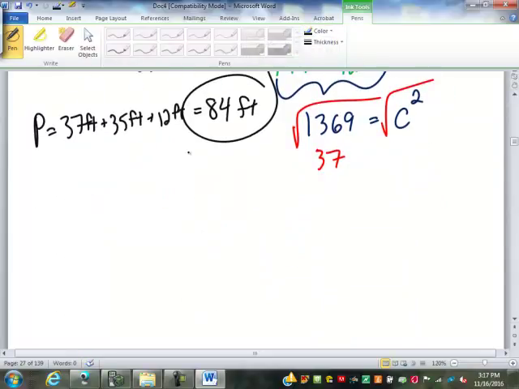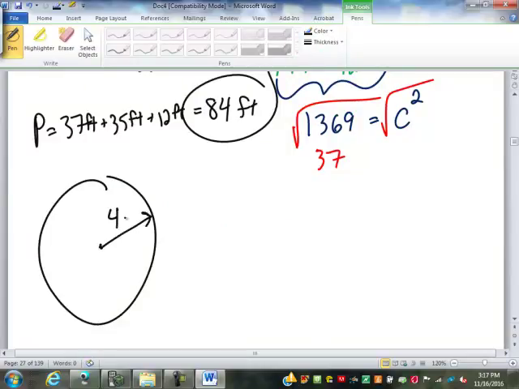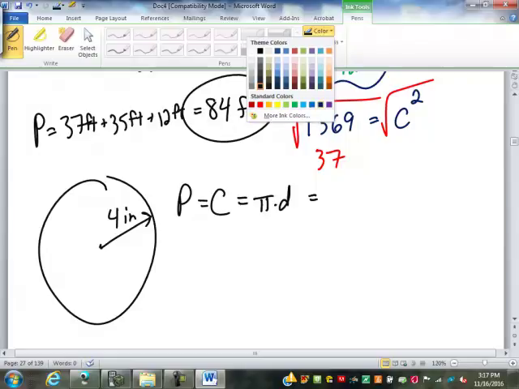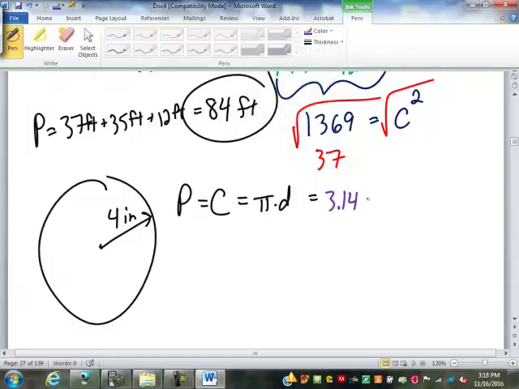We've already found the perimeter of a circle. If I have a circle with a radius of 4 inches, how do I find its perimeter? Well, the perimeter of a circle is just its circumference, which is pi times diameter. So for this circle, that would be 3.14 times, would it be 4 inches? 8 inches, there you go. So 3.14 times 8 inches, or 25.12 inches.